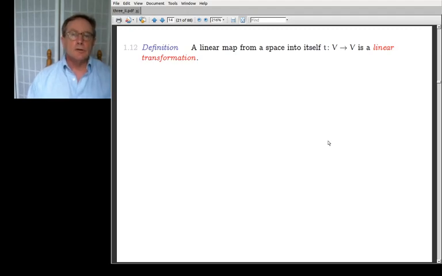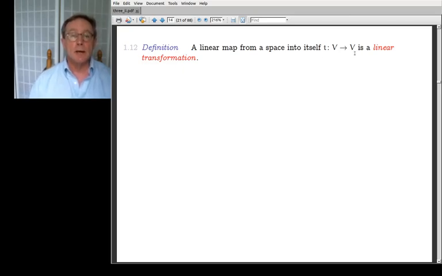A special case, just like a special case of isomorphisms was automorphism, so too a special case of linear maps is when you look at a linear map from a space to itself. I'm going to use the terminology, this is not standard terminology, linear transformation. Most authors use linear transformation as a synonym for a linear map, as a synonym for homomorphism. I'm going to restrict myself. I'll only use the word transformation when I'm talking about the same domain as codomain.